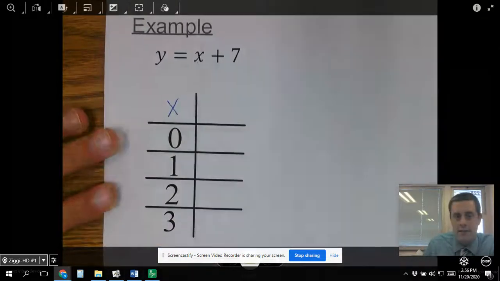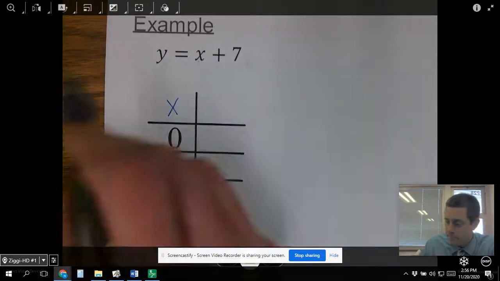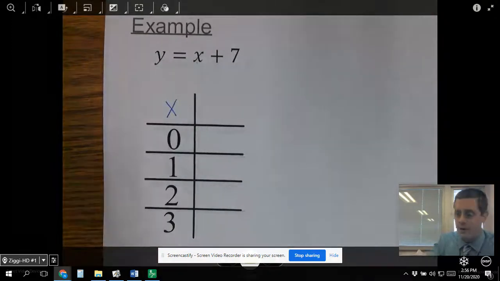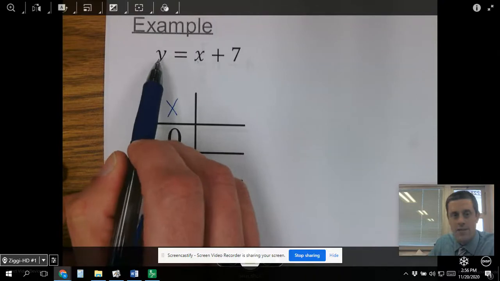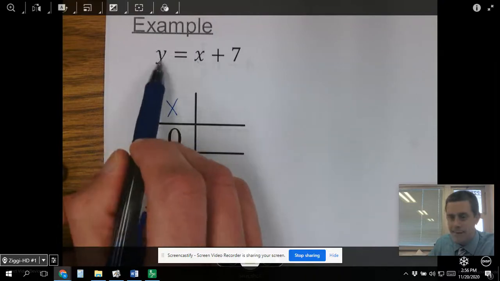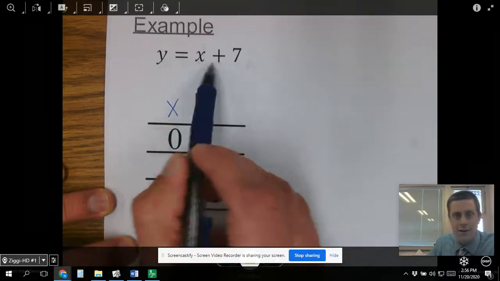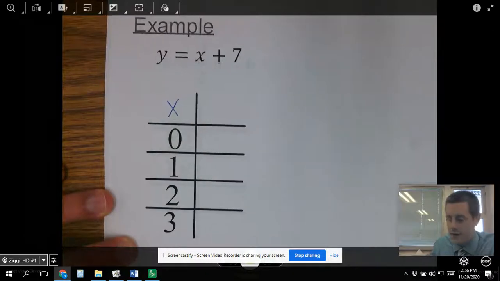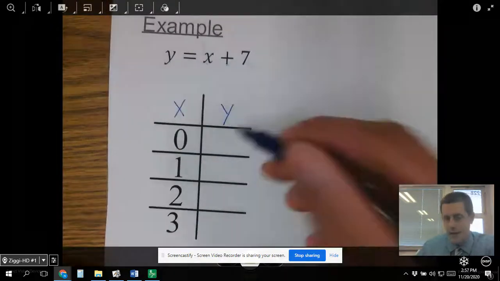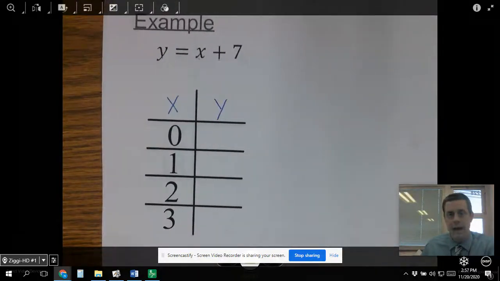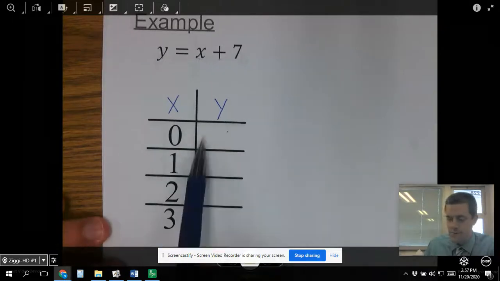So I'm going to place it in the first column of my table. The dependent variable is always my outcome. It will always be all by itself on one side of the equation because it depends on the calculation taking place on the other side. Because the dependent variable is also the output of the function, we're going to write or label the second column with it. Now we just need to plug in values to get our outcomes.